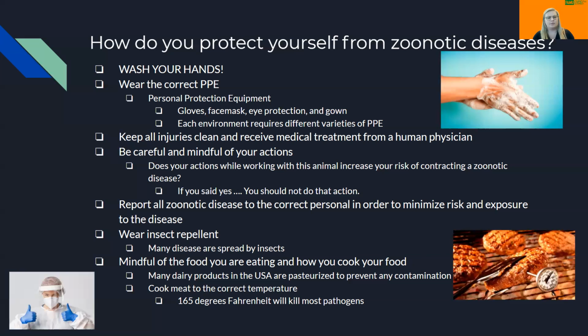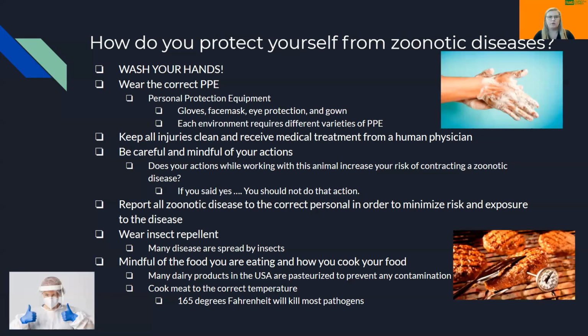When you think about your actions around animals, do your actions while working with this animal increase your risk of contracting a zoonotic disease? Think about it. If you said yes, you should not do that action. If you know that it's not necessary and you're irritating that pig and making him more likely to bite you, that's a risk of him giving you a disease when he bites you. So make sure that you are limiting that as much as possible.